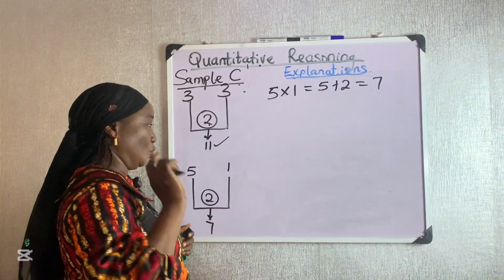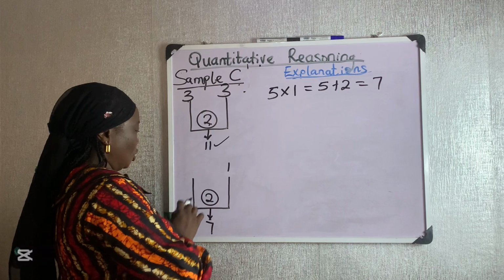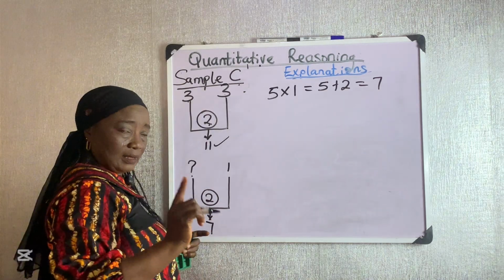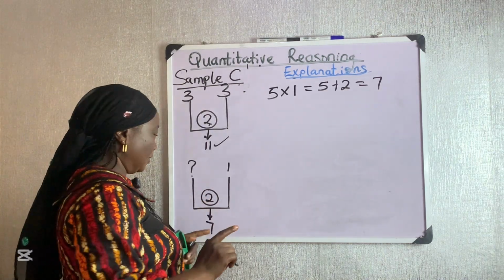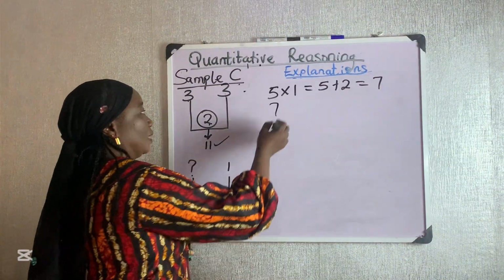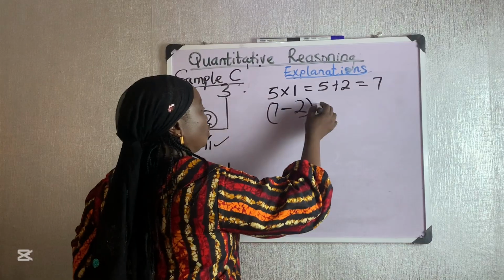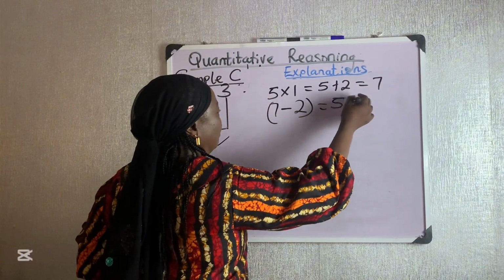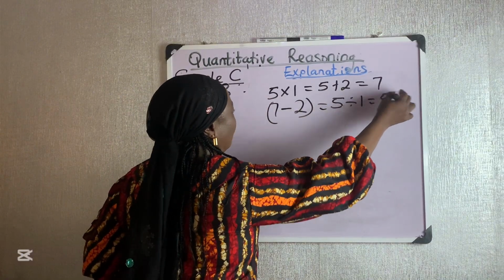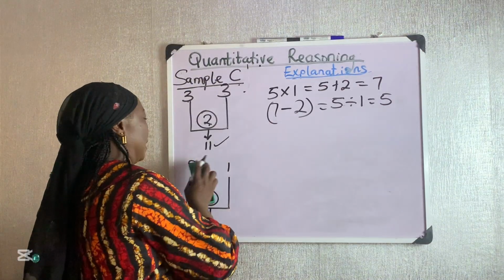One by one. So I will clean 5 first. Put a question mark. How do I get this 5? I will start with the bigger number, which is 7, minus 2, which will give me 5, divided by 1 equals 5. That is how 5 will be calculated. I will bring back 5.